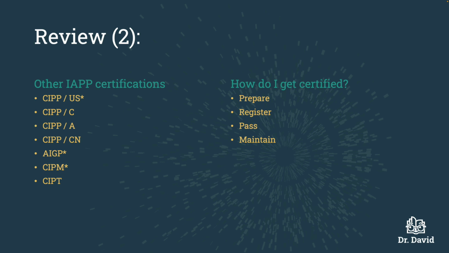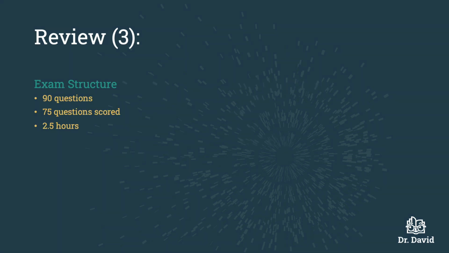Concerning getting certified, there are 4 simple steps. You will prepare, you will register, you will pass, and then you will maintain. Finally, concerning the exam's structure, there are 90 total questions, 75 of which are scored, and you have 2.5 hours to complete the exam.